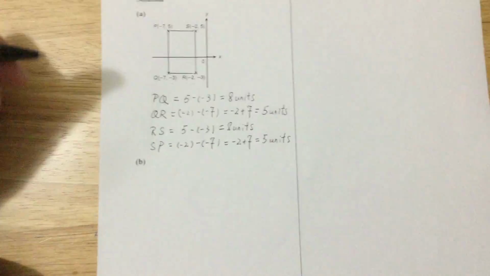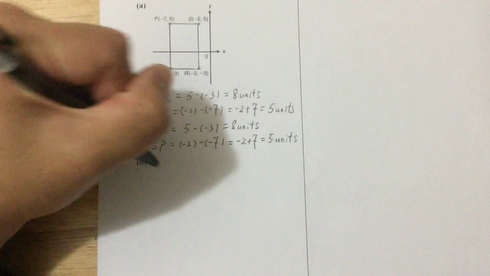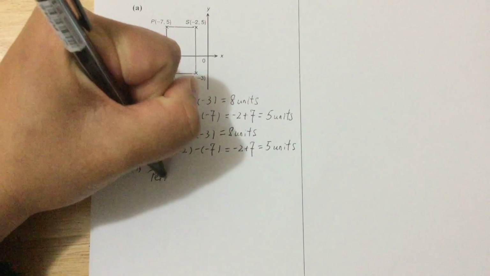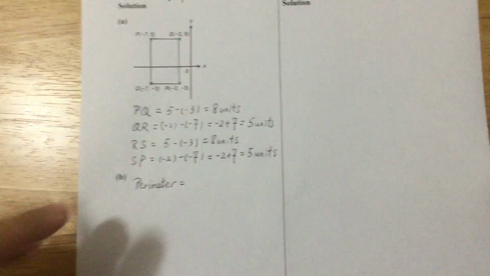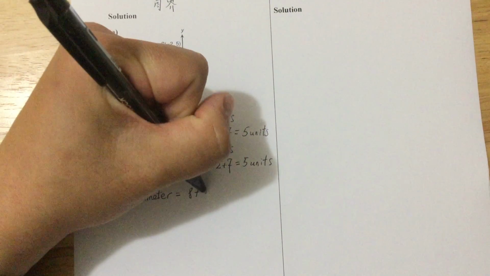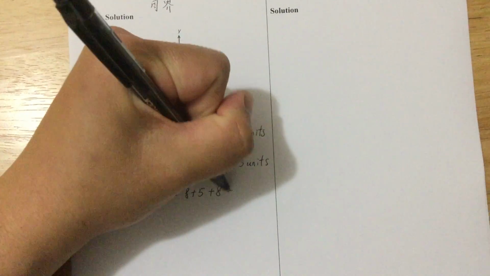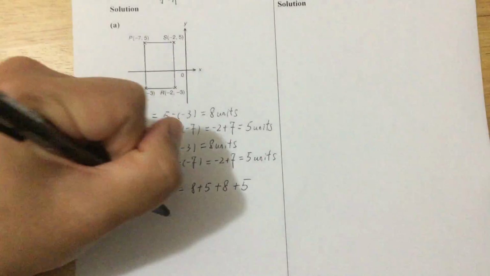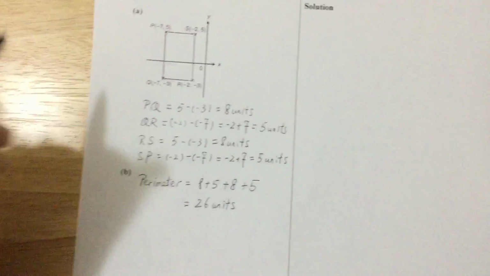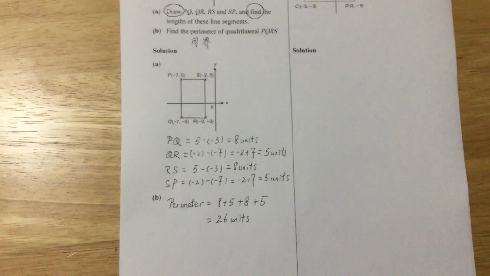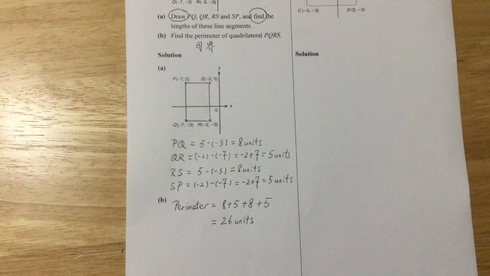Okay, the answer. If you do not finish, you can pause it. Perimeter equals 8 plus 5 plus 8 plus 5, that is 26 units. So you will find the answer, 26 units. Okay, this is a question.